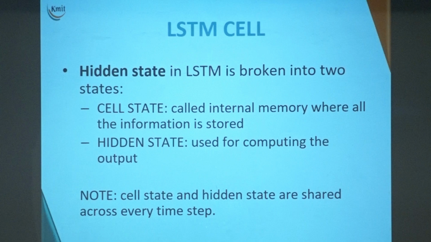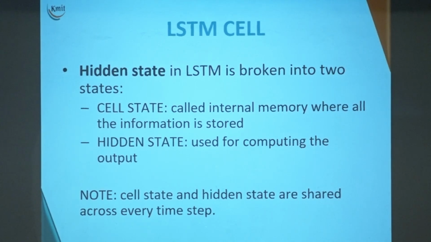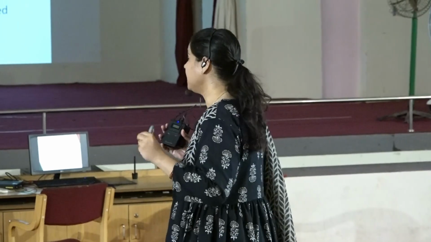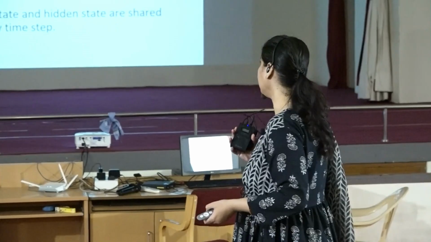The hidden state of an LSTM, if I am talking, is of 2 parts. One is a normal hidden state like an RNN. One is a cell state. Cell state we call an internal memory where all the information is stored overall. Previous time steps' important keywords are also stored. Hidden state is used for computing your next output. Cell state and hidden states are shared across every time step inside an LSTM architecture.